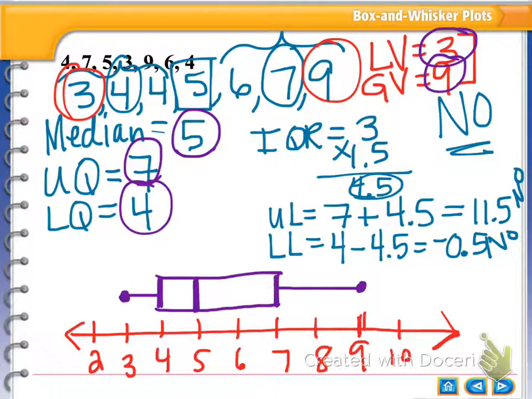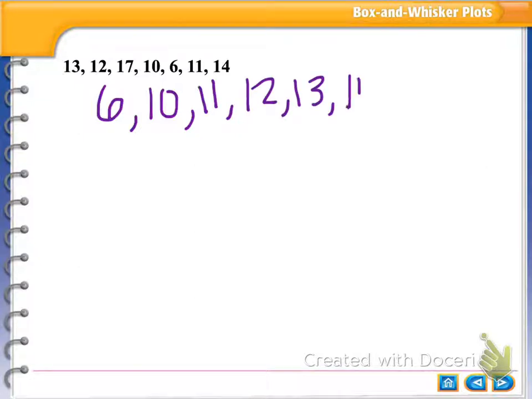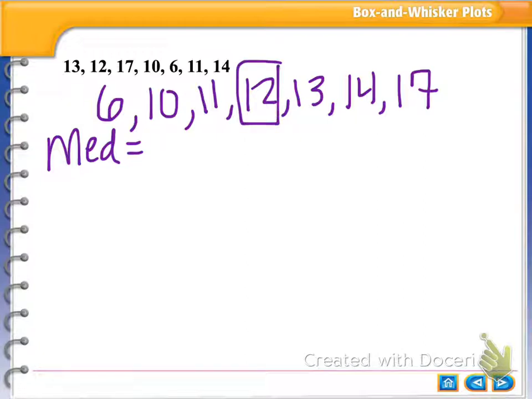All right, moving right along to our second example. Okay, in this example, we have the numbers 13, 12, 17, 10, 6, 11, and 14. So putting those in order from least to greatest, we have 6, 10, 11, 12, 13, 14, and 17. Finding our median, our median would be 12. There are 7 numbers, so it's the 4th one.